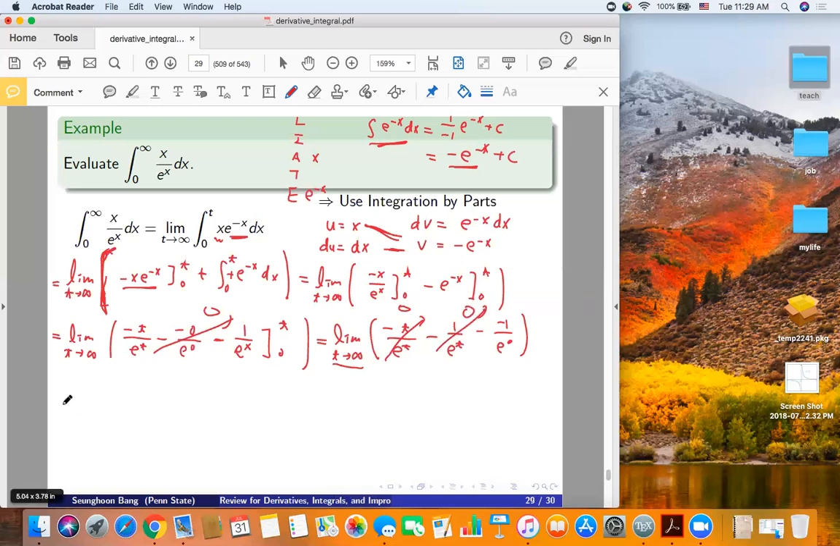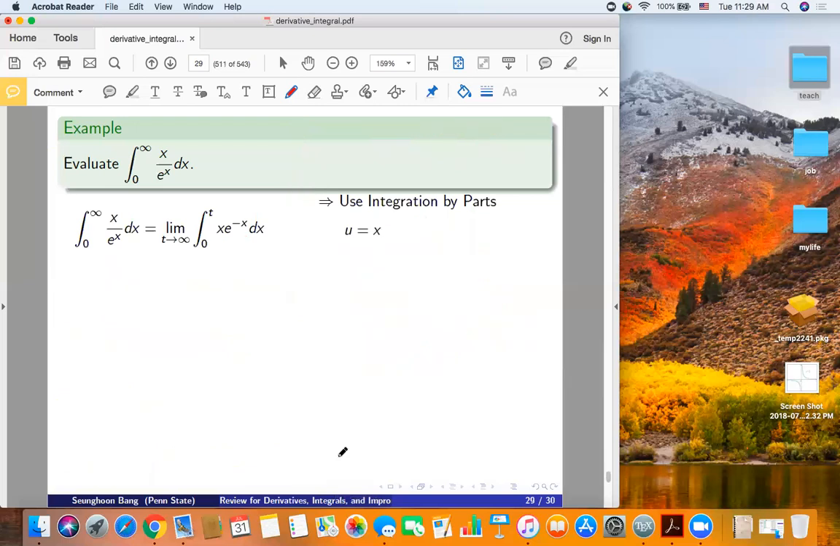What's the remaining thing? The remaining thing is negative 1 times negative 1, which is minus 1 over e to the 0, which is 1. The answer is 1. So what does it mean? The improper integral from 0 to infinity of x over e to the x dx converges. That's the whole idea for solving this problem.